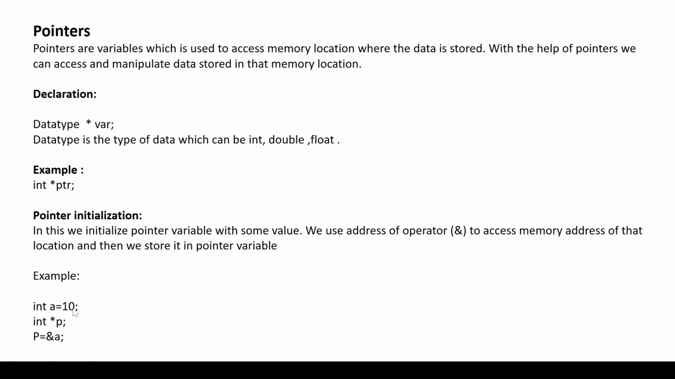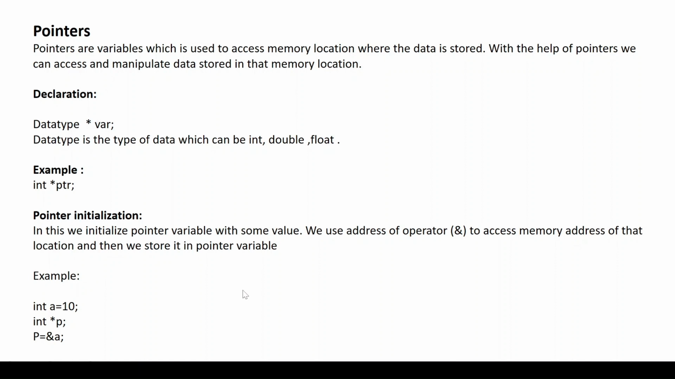To initialize a pointer, we first declare an integer variable and assign 10 to it: int a = 10. Then we declare the pointer variable: int *p. Now p = &a. That means p is capable of holding the address of a. The ampersand operator is the address-of operator.